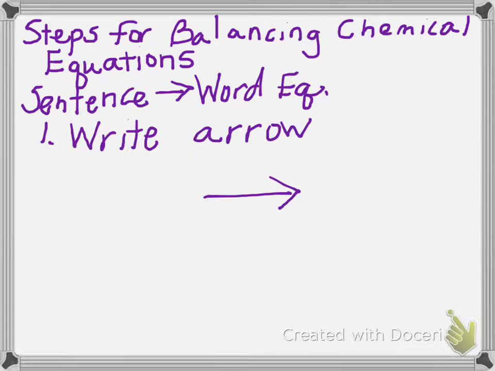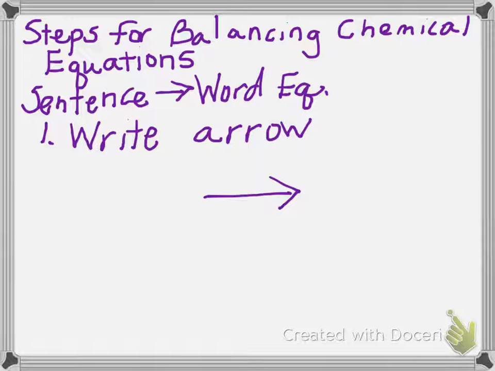What are those steps? The steps for balancing a chemical equation are, again, going back to where we started. You're going to be starting with either that sentence or that paragraph. And so the very first thing that you're going to want to do is to write a word equation.